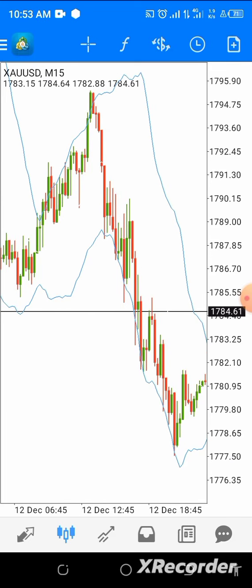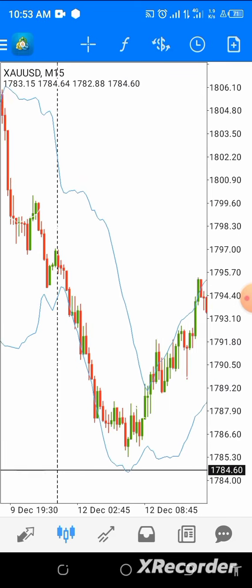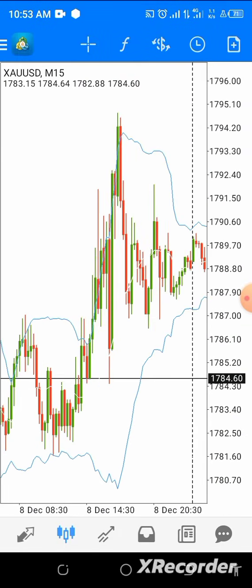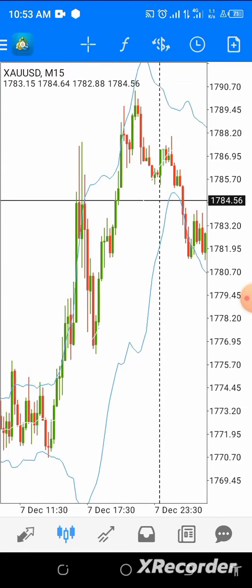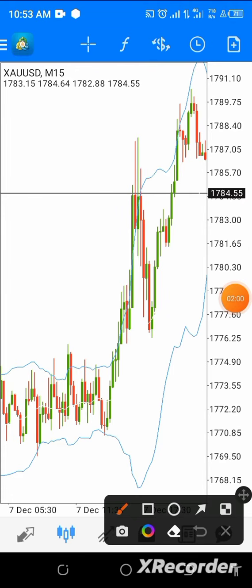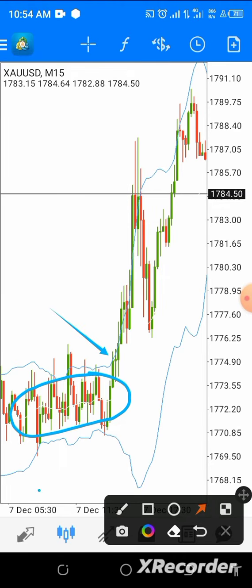Before I add the fractal indicator, let me show you how to use Bollinger Bands effectively. Wherever you see Bollinger Bands that are squeezed in such a way, it means there is no volatility, and once there is a breakout, the Bollinger Bands will start to be enlarged like a balloon.